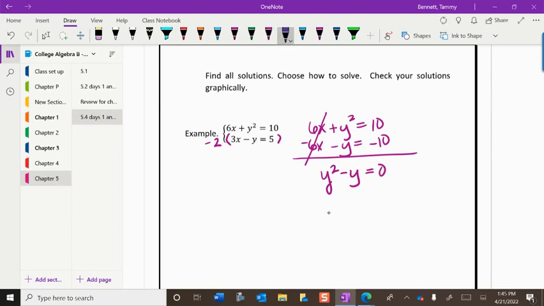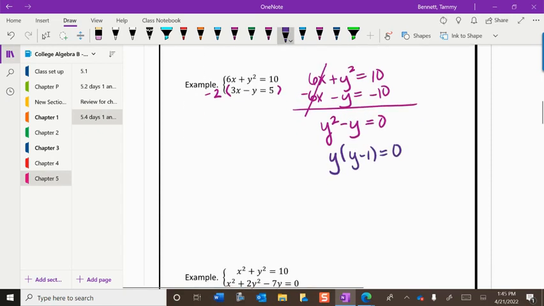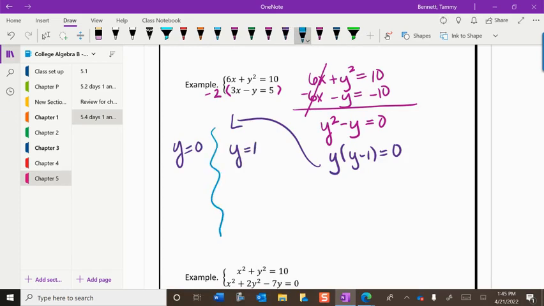So finish this. It looks like I can factor out a y. So y times (y minus 1) equals 0, which means I have 2 solutions for y. Y is going to be 0. Y is going to be 1. So from that, I work out 2 different values to get x. I'm going to use this second equation here. So 3x minus y, or minus 0, is 5. So I get 3x equals 5. So x is 5/3.